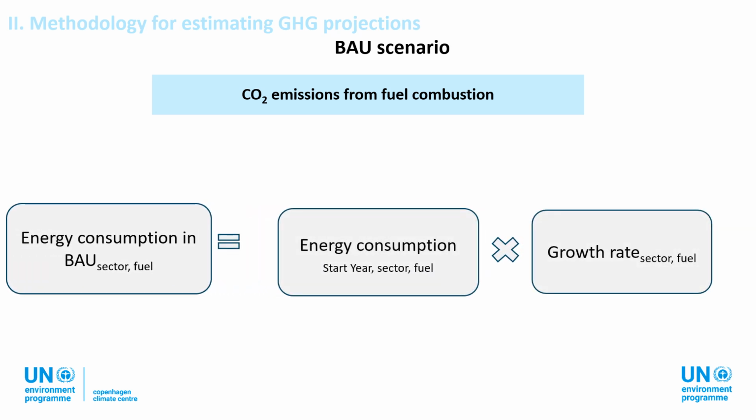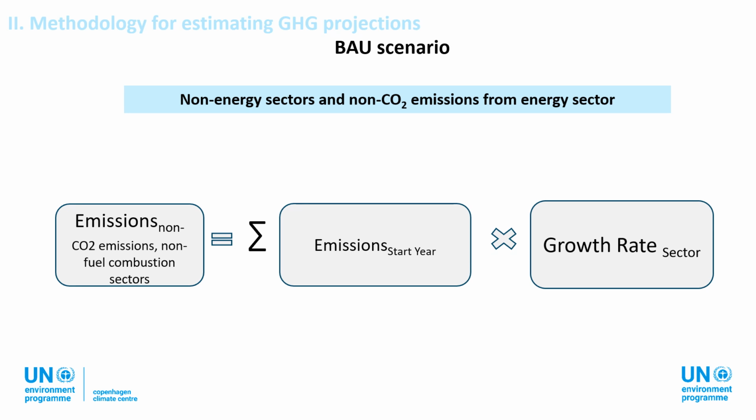Energy consumption in the business as usual scenario by sector and by fuel is estimated as an energy consumption in the start year by sector by fuel multiplied by corresponding growth rates by sector by fuel. For non-energy sectors and non-CO2 emissions from the energy sector, the approach is the sum of emissions for the start year multiplied by corresponding growth rates of the sector.